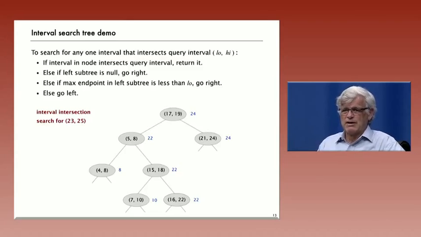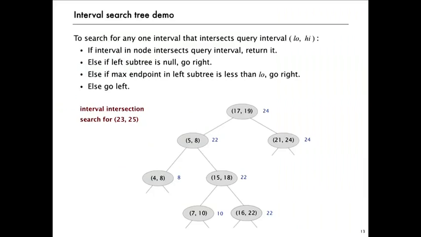We try to find any interval that intersects our query interval. So let's see what we have to do. First, if at the root we have an intersection, then we're done. We just return. In this case, 23, 25 does not intersect 17, 19. So we have to go down the tree somewhere. The left subtree is null, so go right, okay.